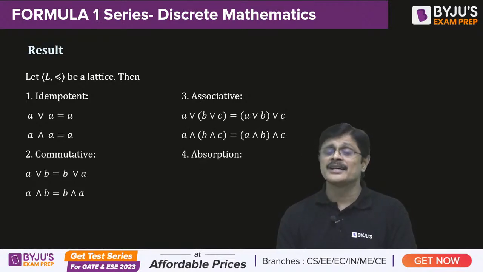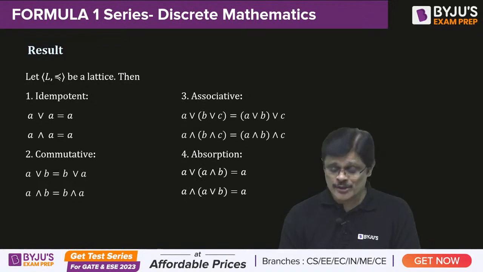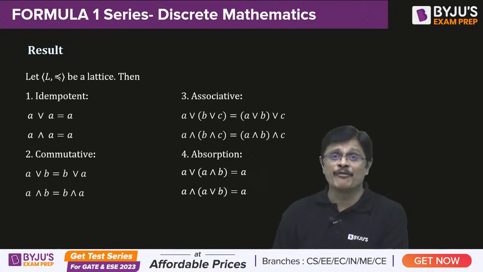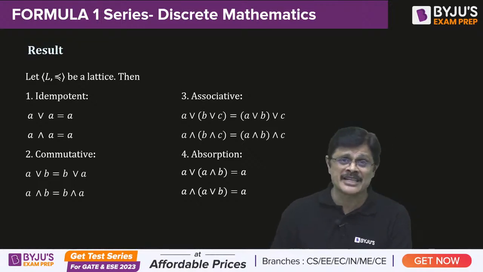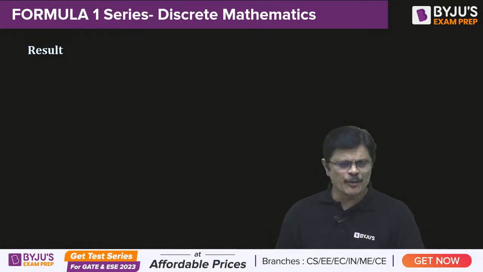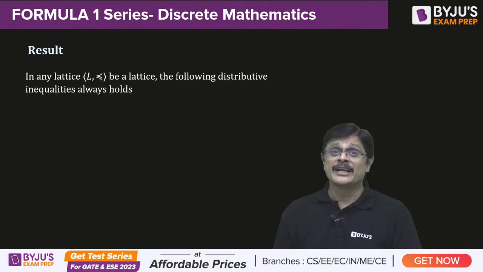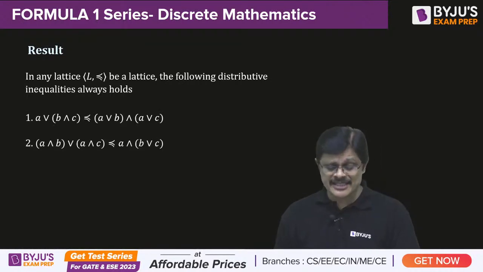And in a lattice, the absorption property is also satisfied. So by default, in a lattice, these four properties are 100% satisfied. But distributive properties need not be satisfied in a lattice. But distributive inequalities are 100% satisfied. These are called distributive inequalities.